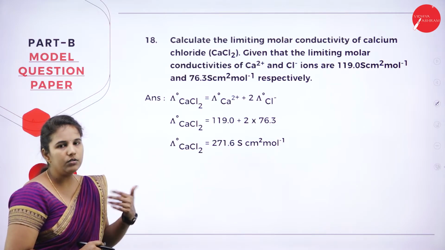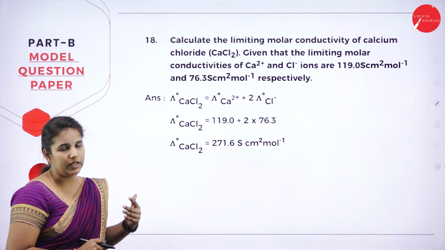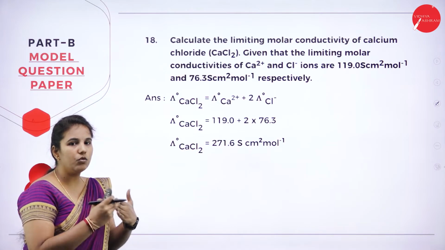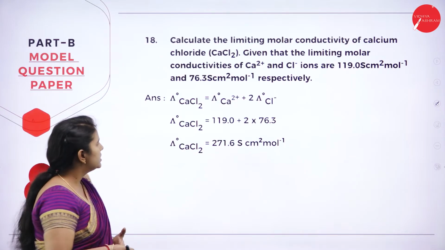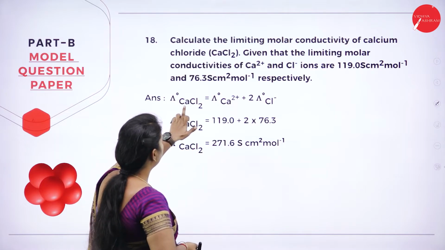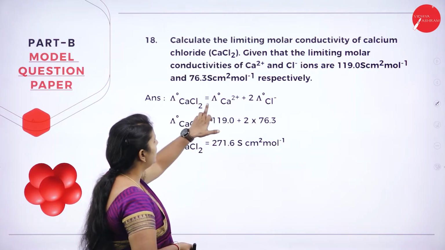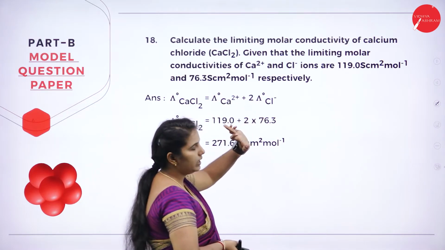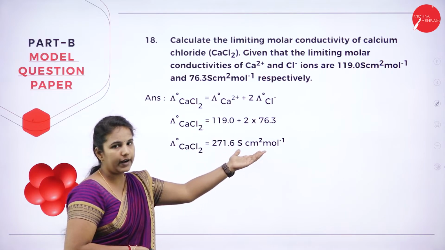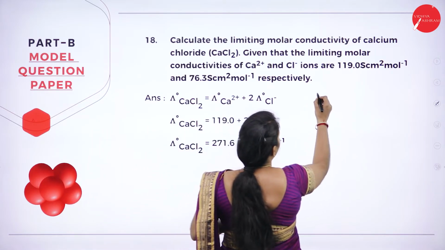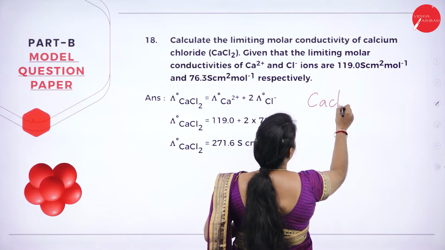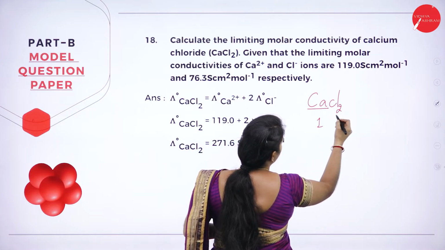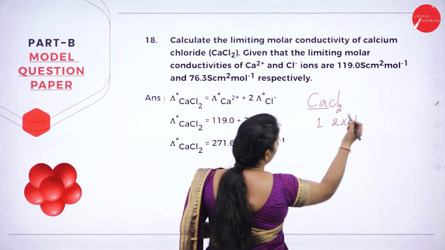So how to calculate the limiting molar conductivity? We know that limiting molar conductivity is obtained by adding the molar conductivity of each ion. So here, the limiting molar conductivity of calcium chloride is equal to the limiting molar conductivity of calcium ion plus 2 times the limiting molar conductivity of chloride ion. Why is it 2? Because from the formula we understand that it is CaCl2. So the number of calcium ions is 1, but the chloride ions will be 2. So it is 2 into Cl.